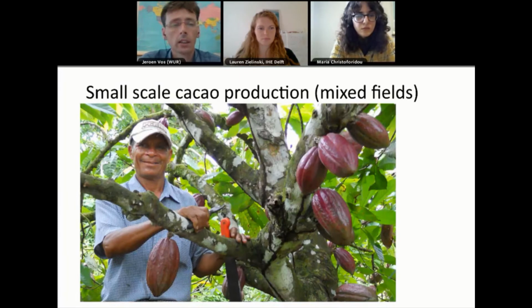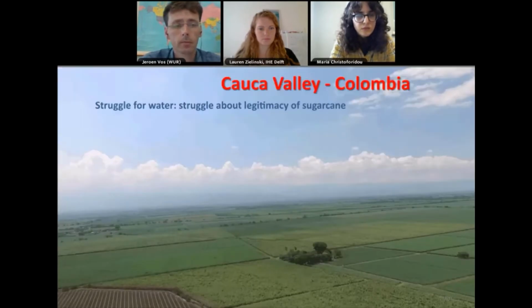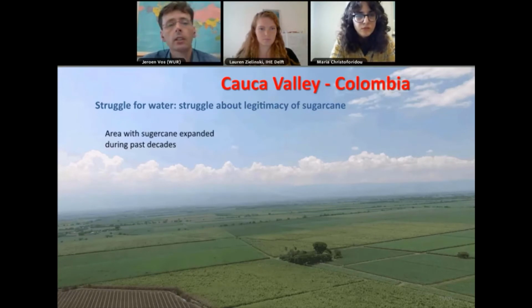And we have cocoa. These are small plots by poor farmers in mixed fields mixed with other fruits. And actually in the Cauca Valley there's a struggle for water. It's a struggle about the legitimacy of sugarcane. What you see is that in the last decades sugarcane has expanded, because sugarcane did not always dominate the Cauca Valley, but because of several projects reclaiming land, which were wetlands before, now sugarcane has expanded.